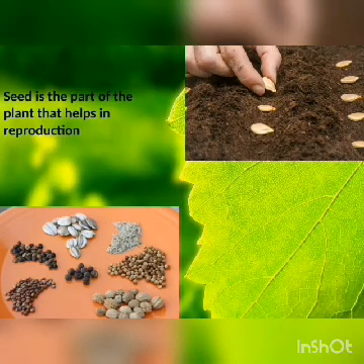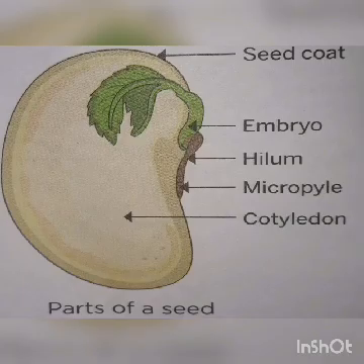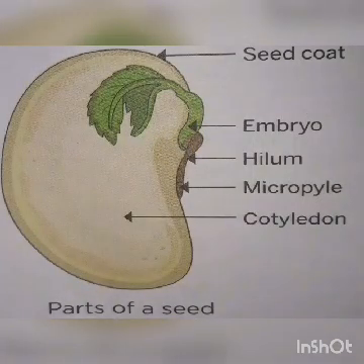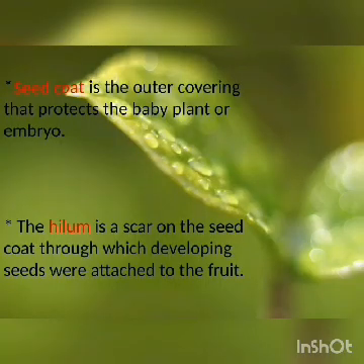Now you will learn the parts of a seed. Seed is the reproductive structure that has a baby plant or embryo inside it. It has food stored for the growth of the baby plant. The hard outer covering of the seed that protects the baby plant inside is called seed coat. The hilum is a scar on the seed coat through which the developing seeds were attached to the fruit. Just above the hilum is a small opening called micropyle through which the seed absorbs water.